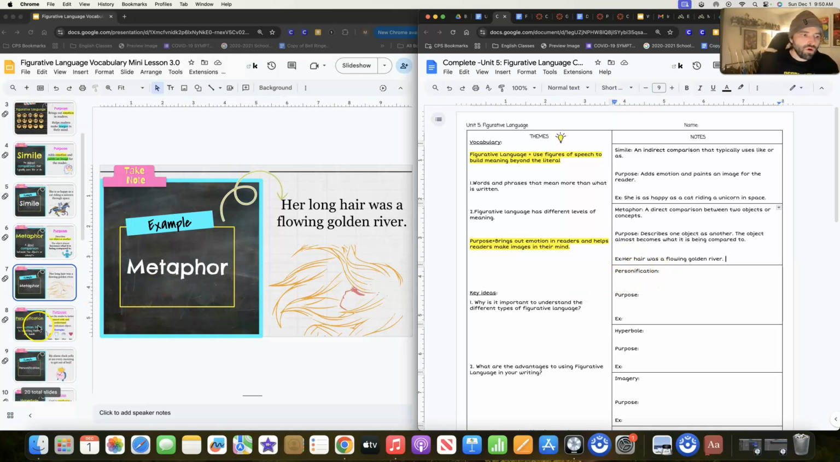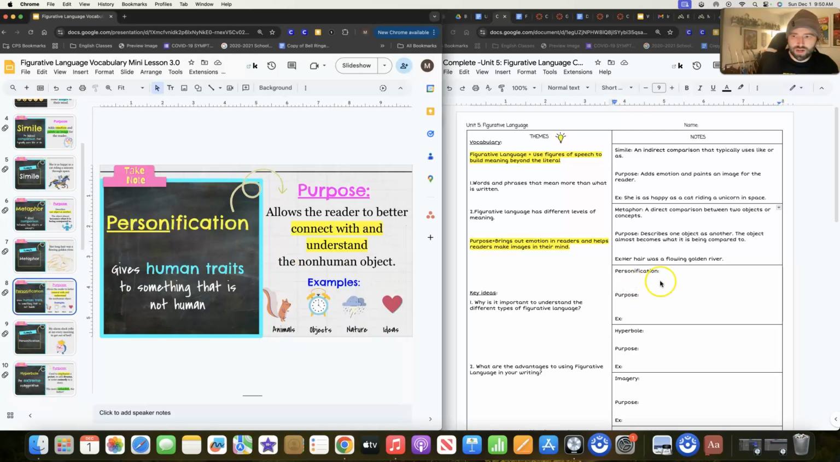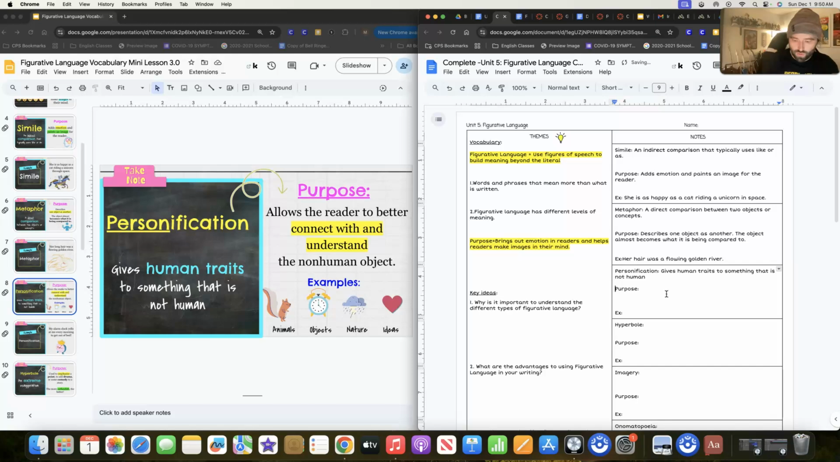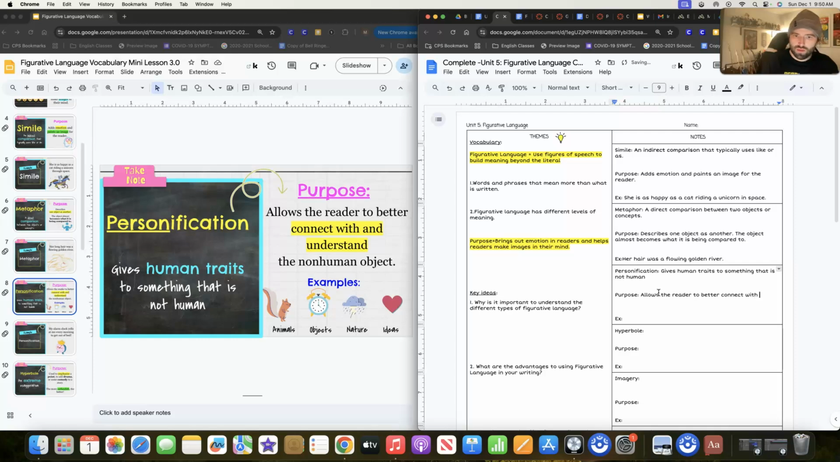I'm going to do one more because I want to kind of even it out, and this is the last long big one. So, personification. This gives human traits to something that is not human. Now, here's the thing with personification, okay? It does not have to be non-living. It just has to be non-human. It allows the reader to better connect with and understand the non-human object.